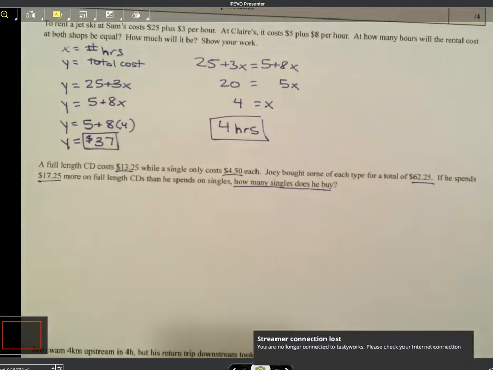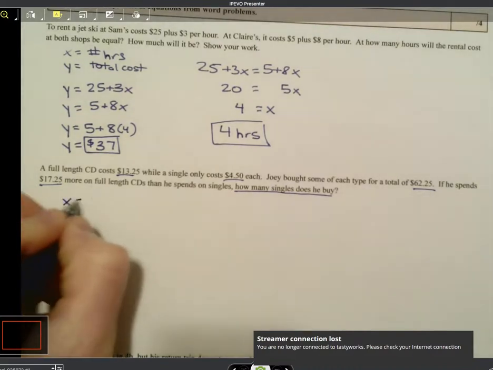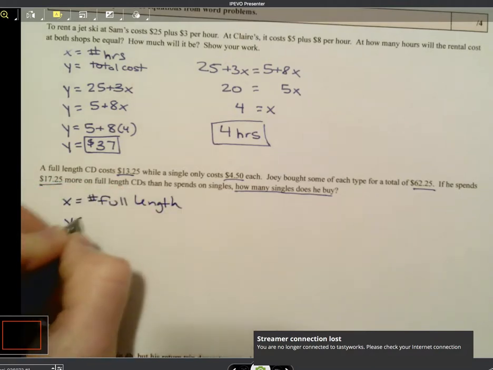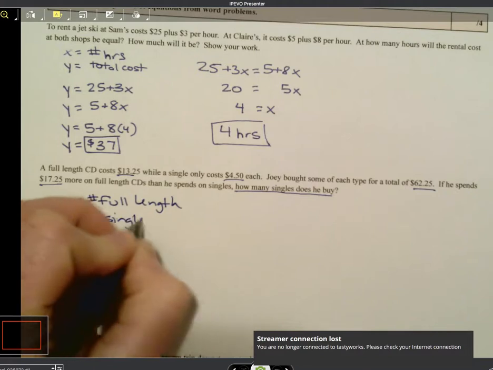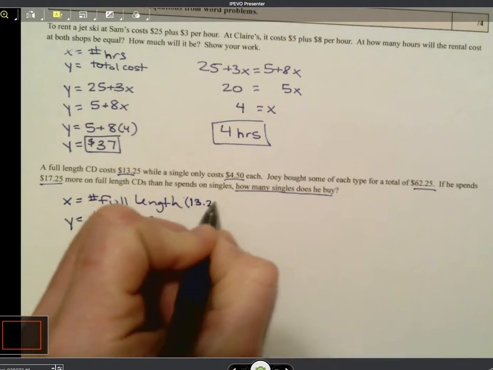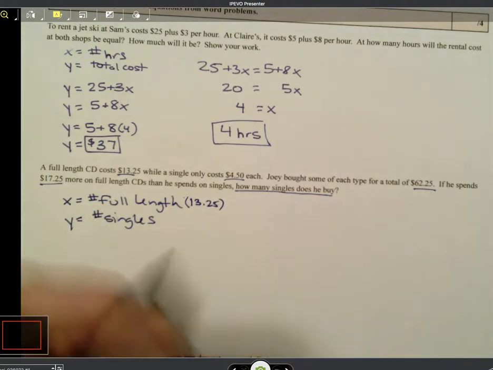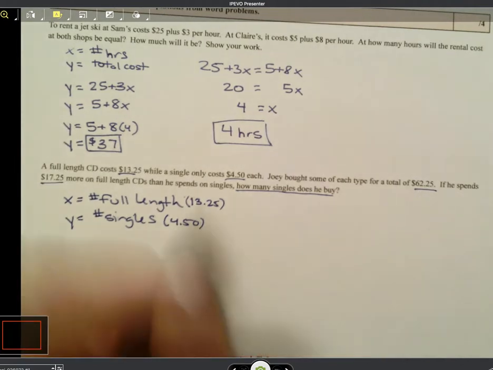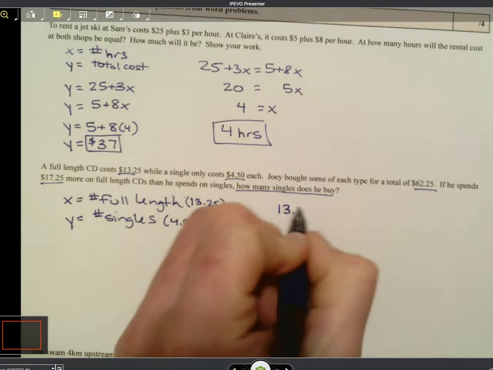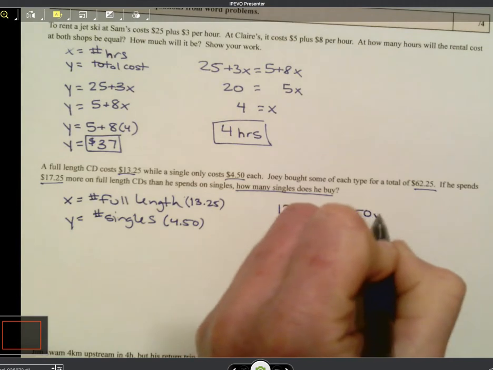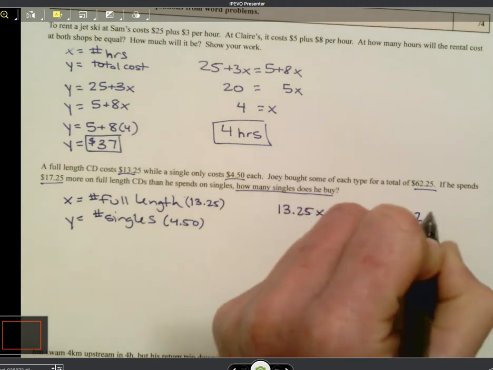How many singles? Okay, so let's make x the number of full-length CDs, and we'll make y the number of singles. A full-length CD costs $13.25, and a single costs $4.50. We don't know how many of each type he bought, but the total was $62.25. So $13.25 times x plus $4.50 times y will equal $62.25.